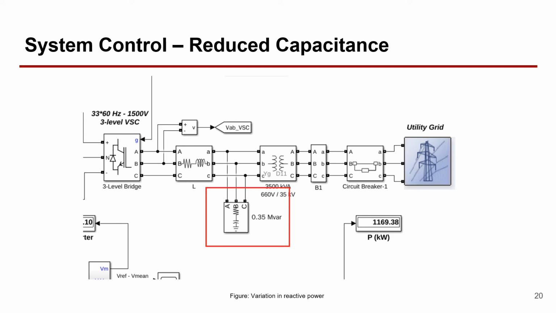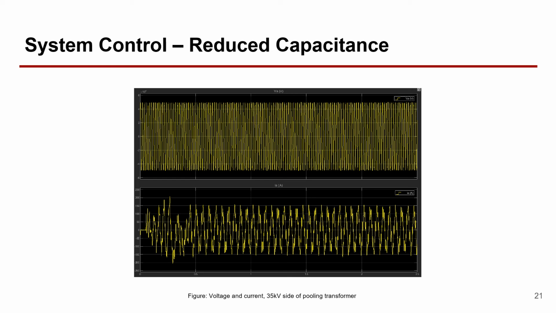Next, the output filter capacitance of the inverter is reduced to 0.15 megavars from the normal value of 0.35 megavars. Since no major excursions were observed from normal voltage and current values, a protection system is not required to operate in reduced capacitance of the inverter filter. However, reduced capacitance may give rise to current harmonics.